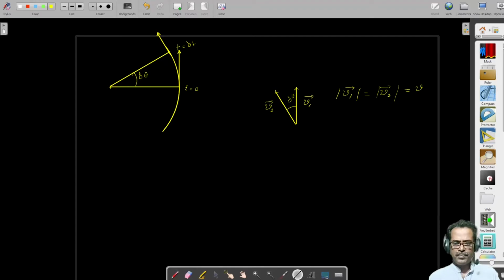From the vector triangle we can say that this will be v2 minus v1, this length, the magnitude of the vector. Since these two sides are equal and this is del theta, a very small angle, each angle will be 90 minus del theta by 2. Clear?